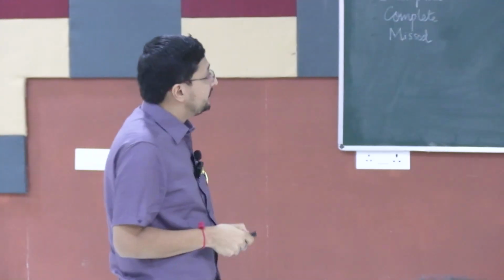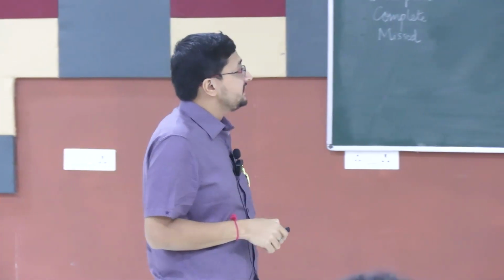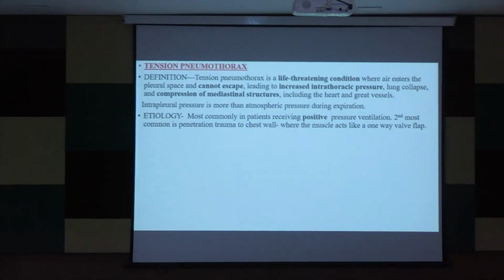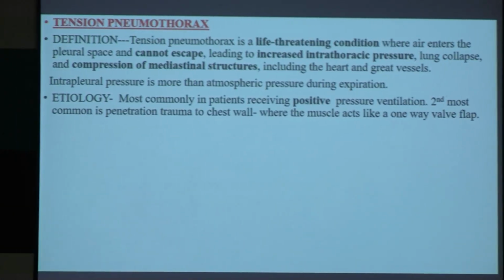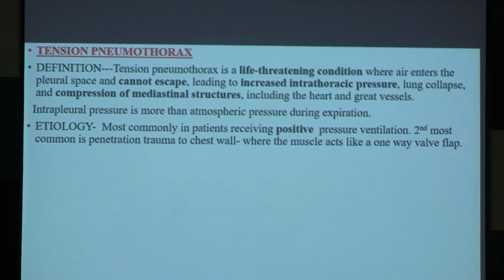So intrapleural pressure is more than atmospheric pressure during the expiration. Okay? And as the tension pneumothorax grows, there is increased intrathoracic pressure, collapse of the lung, collapse of the alveoli, and mediastinal structure as well. Okay? That is the medical emergency. This is not because of the lung itself, but because of the cardiac structures or the mediastinal structures.